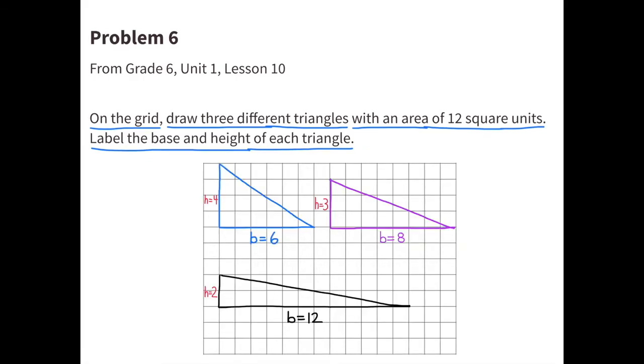The first one has a base of 6 and a height of 4. Half of 6 is 3. 3 times 4 is 12. The second one has a base of 8 and a height of 3. Half of 8 is 4, and 4 times 3 is 12. And the third triangle has a base of 12 and a height of 2. Half of 12 is 6. 6 times 2 is 12. All 3 of these triangles have an area of 12 square units.